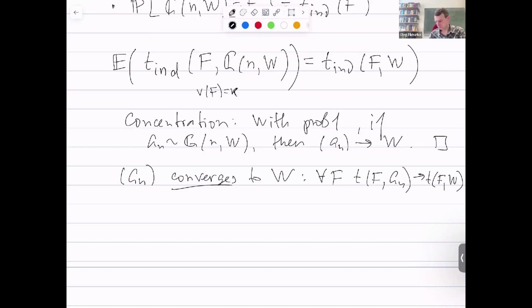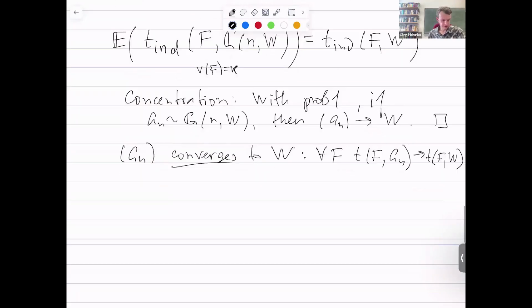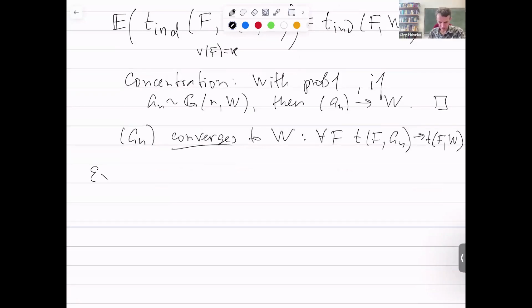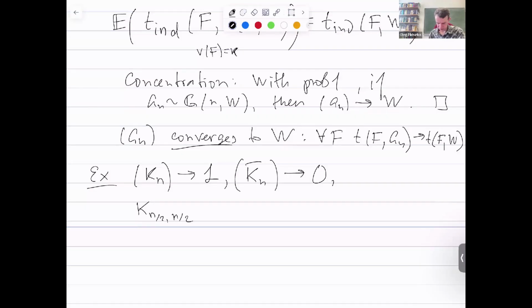And in this definition, if you want, you can replace density by induced density. It wouldn't change. So maybe let's look quickly at some examples, similar ones to those we looked at last time. If you take cliques, then every two vertices are adjacent, so they converge exactly to the constant one graphon. Empty graphs converge to the constant zero graphon. Quasi-random graphs converge to constant p.